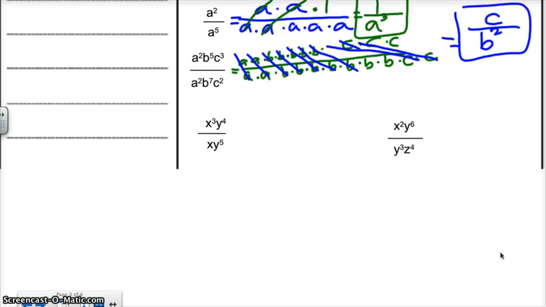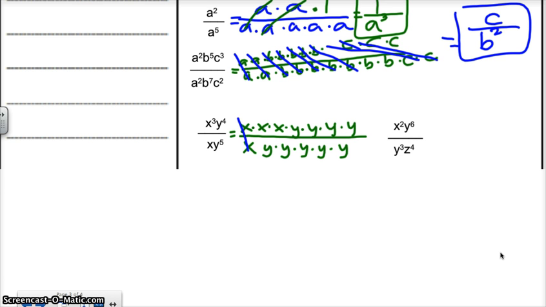Okay, x cubed y to the 4th over x y to the 5th. I have 3 x's, 4 y's, all over 1 x and 5 y's. Cross out what I have in common. I'm left with how many x's on top? 2. X squared over, what do I have on the bottom? Y. I have a y. Final answer.